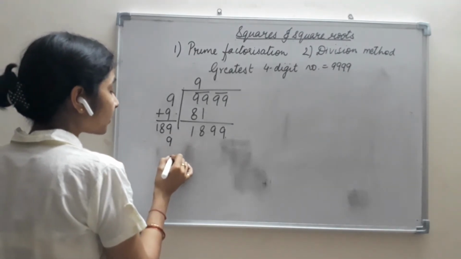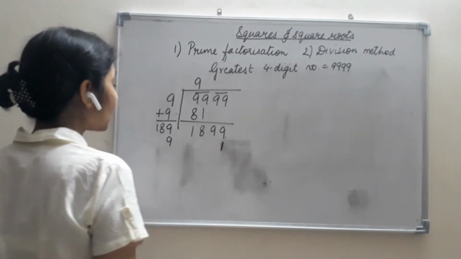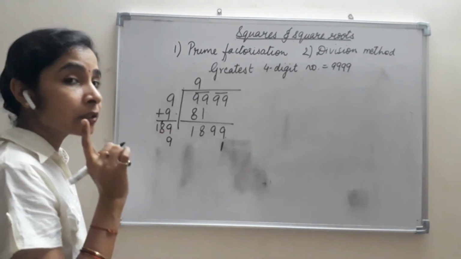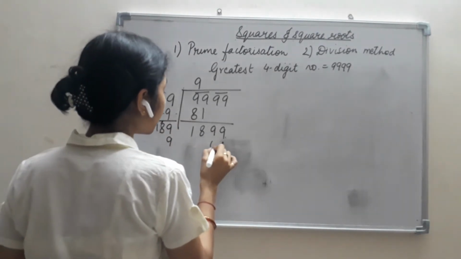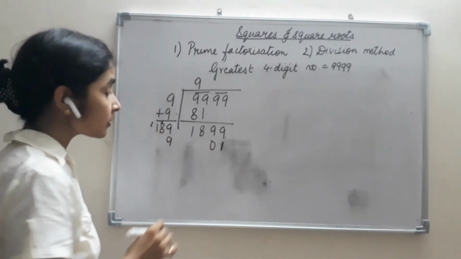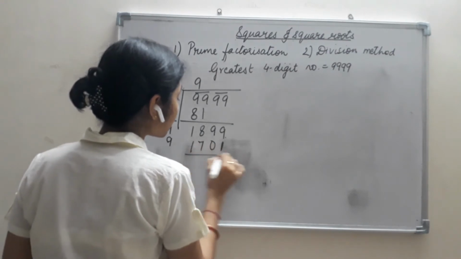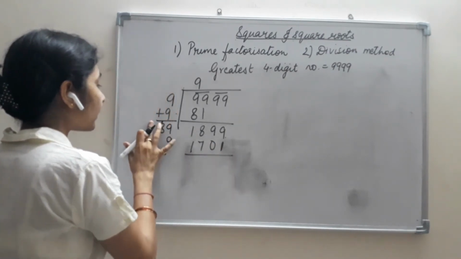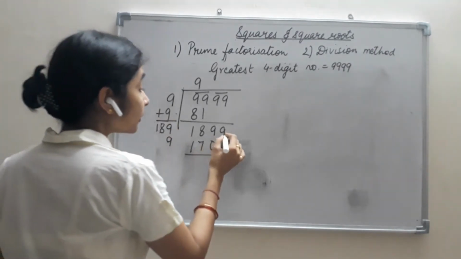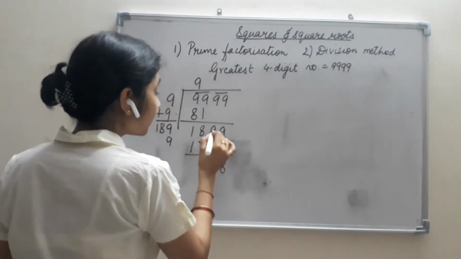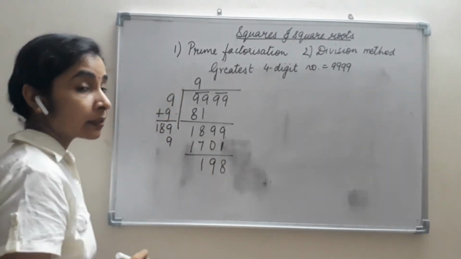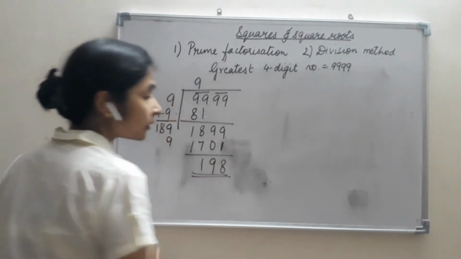9 nines are 81. 9 8s are 72, 72 plus 8 gives me 80. And 9 ones are 9, plus 8 gives me 17. 1701. It is less than 1899, so I am just multiplying it with 9 only. Okay, so 9 minus 1 gives me 8, 9 minus 0 gives me 9, and 8 minus 7 gives me 1. So this is the remainder here.